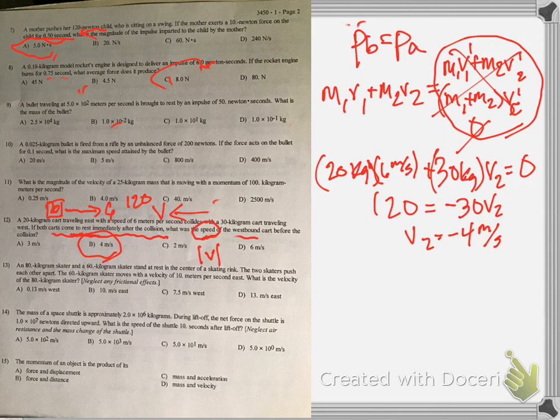Why is that negative important? It's going in this direction here. This one is going at positive 6. Negative 4 just means the opposite direction.